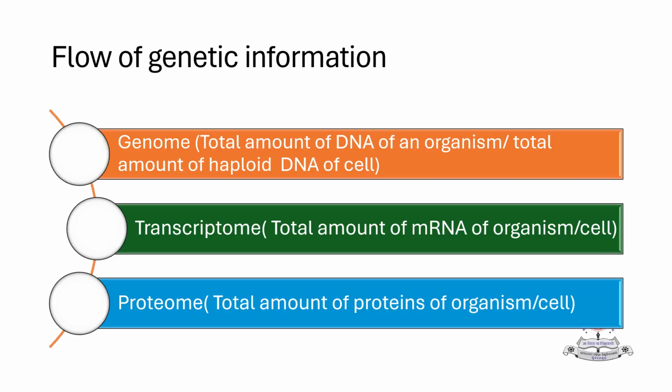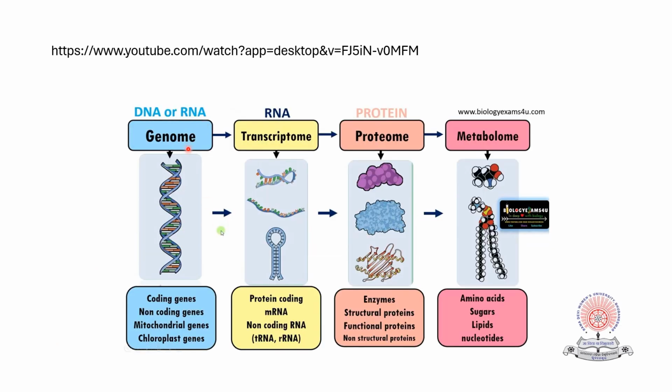This picture shows the flow of genetic information and some basic concepts of molecular biology. Genome represents the total amount of DNA of an organism or haploid DNA of a cell. Now transcriptome. Transcriptome is the total amount of mRNA of an organism or a cell. Proteome, the total amount of proteins of an organism or a cell. Genome represents the coding genes, non-coding genes and the organelle genes. Transcriptome represents the protein-coding mRNA and tRNA, rRNA, which are non-coding RNAs. Then proteome represents all the types of proteins including the enzymes. Metabolome is represented by amino acids, sugars, lipids, all the metabolic products and nucleotides.